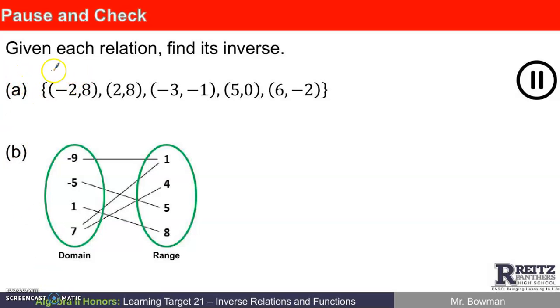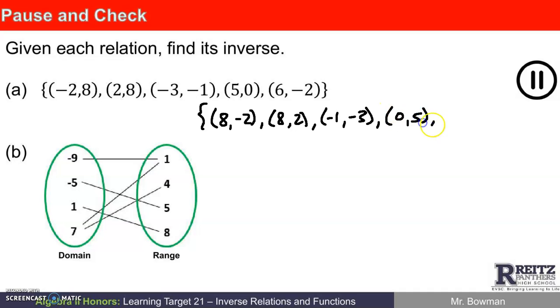If we look at A, this set of 5 ordered pairs, I need the inverse of each ordered pair. I need to undo each ordered pair. So if this relation inputs -2 and spits out an 8, I need an ordered pair that takes in an 8 and spits out -2. If 2, 8 is in the relation, then the inverse contains 8, 2. I also need -1, -3. I need 0, 5. And I need -2, 6.